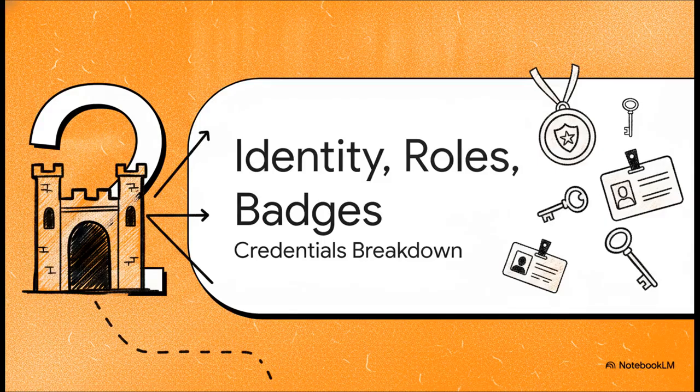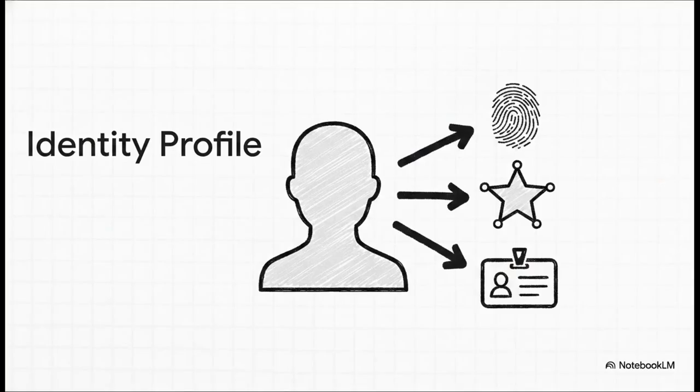Moving right along to Section 2, Identity, Roles, and Badges. So if the Gatehouse is the sole entry point, we really need to understand the specific credentials that actually get you through that gate. Now, what's really interesting about this setup is that every single user carries a specific Gatehouse identity profile, and it's made up of three non-negotiable elements. First up, the identity itself. This is your verified Gatehouse account, determining your fundamental access.